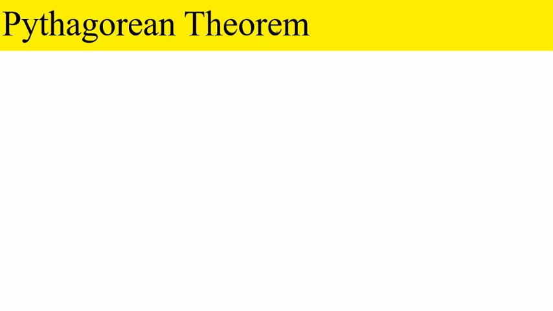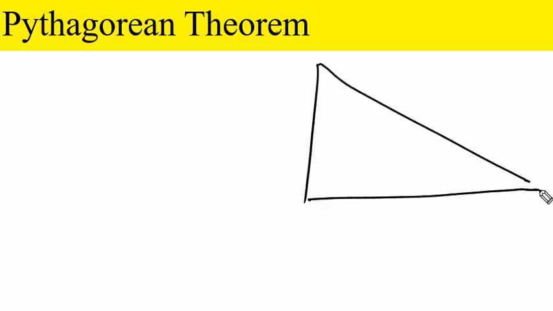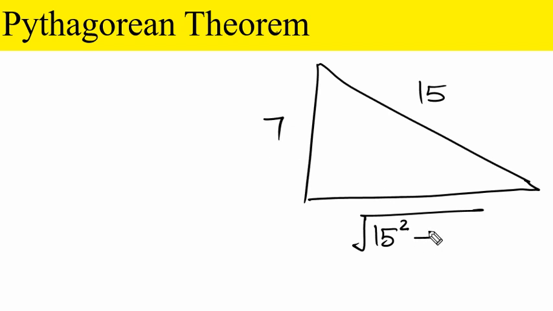Let's try another one. Now if you have, let's say this is 7, this is let's say 15. How will you find the base now? The base will be square root of hypotenuse square, which is 15 square, minus opposite square, 7 square. Solve this and you will get your answer. Next.